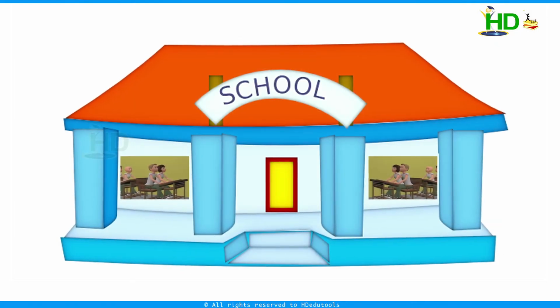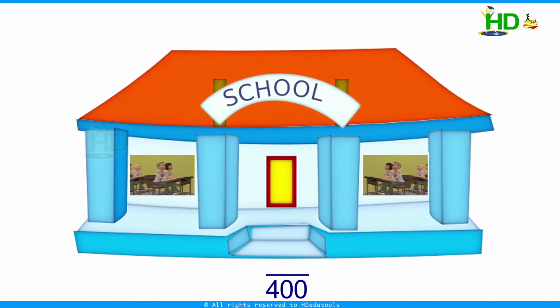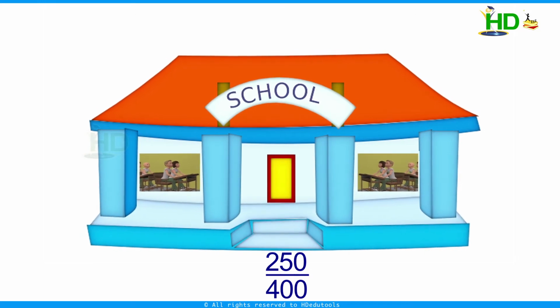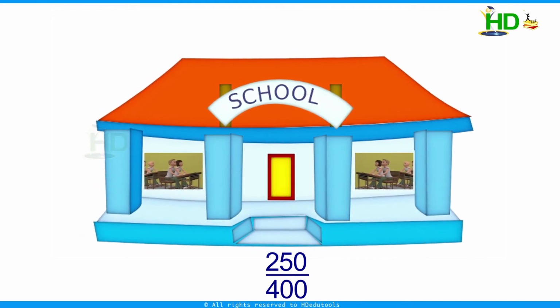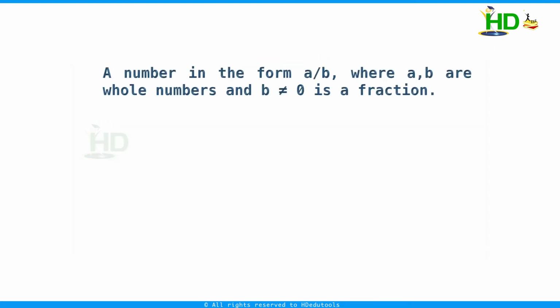Take another example. The strength of a school is 400. Out of them, 250 are girls. Then what is the fraction of the girls? That is 250 out of 400. That is 250/400. A number in the form a/b, where a, b are whole numbers and b is not equal to 0, is a fraction. For example, 3/7, 4/9, 21/2, etc.